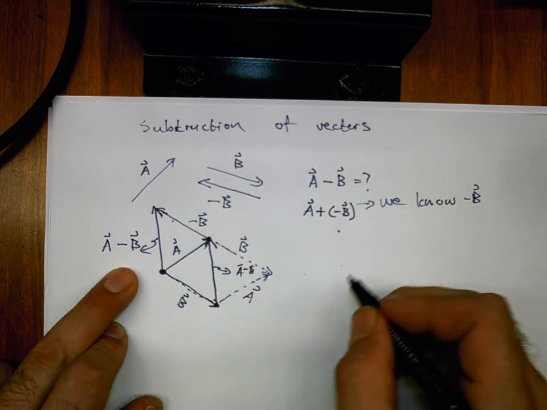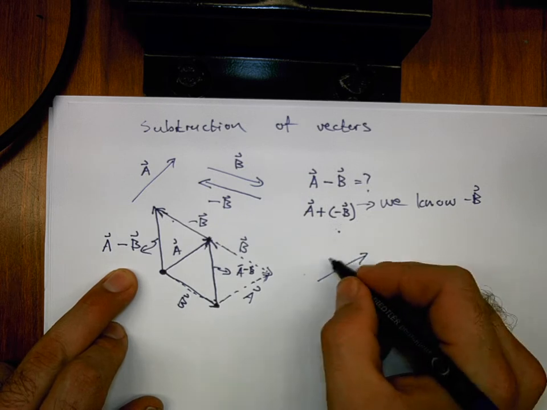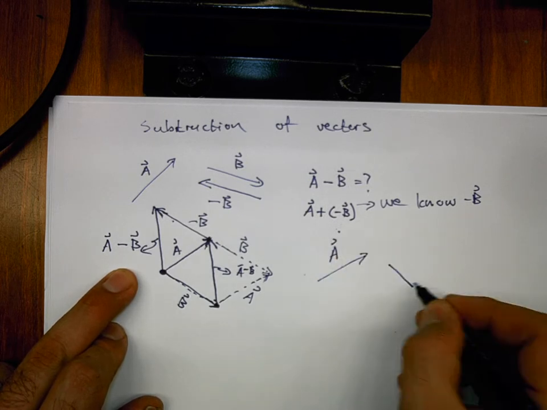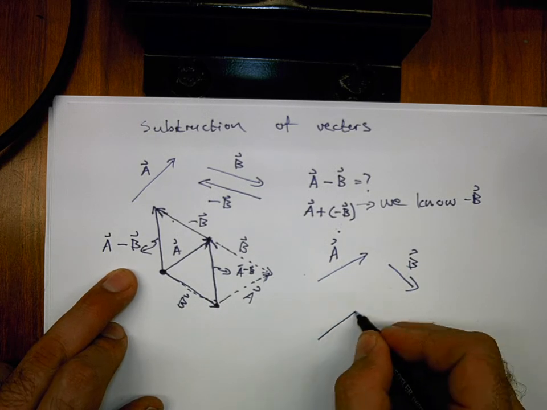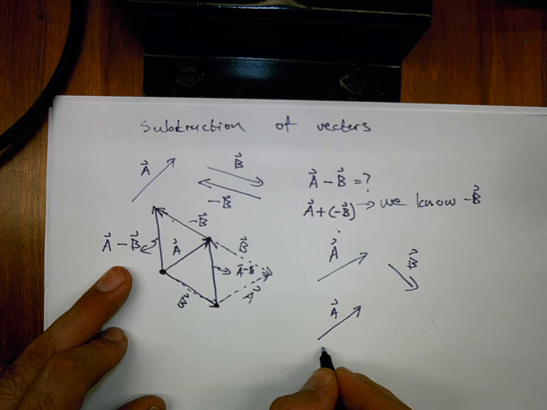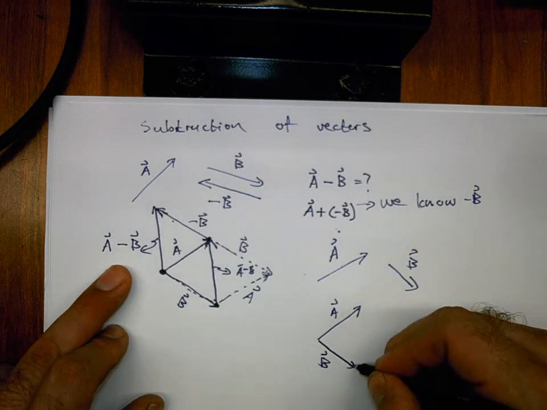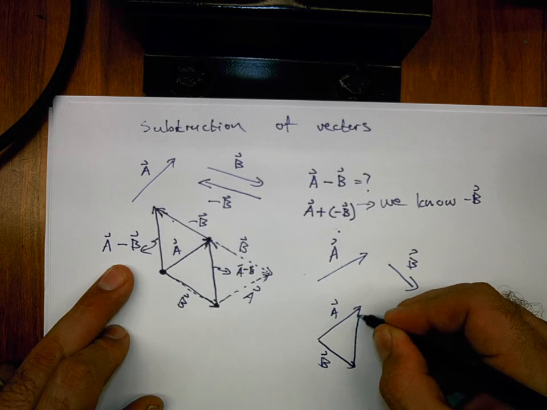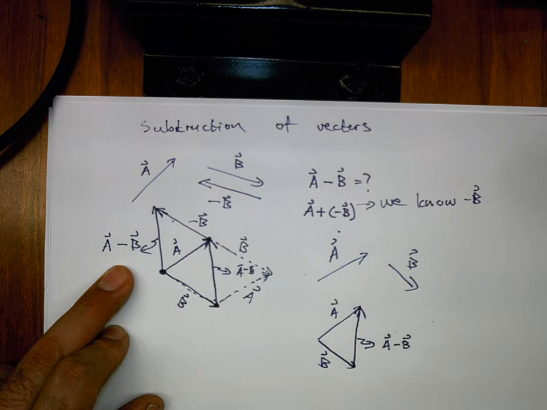So graphically, what you can do if you need to subtract a vector B from a vector A, you can draw A. From its tail, you can draw vector B. And if you connect the tip of B to the tip of A, what you get is the vector A minus B.